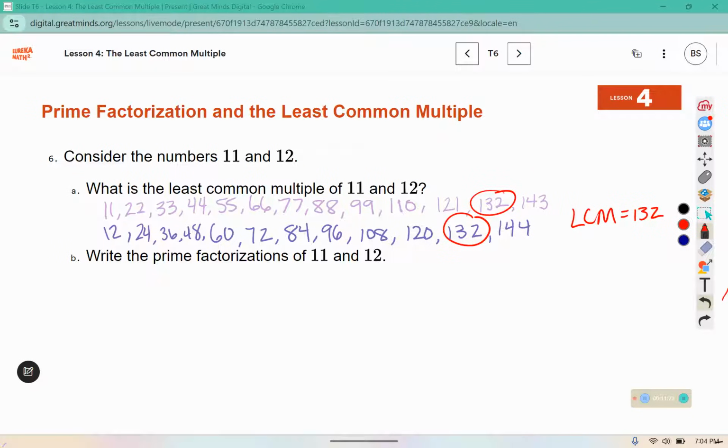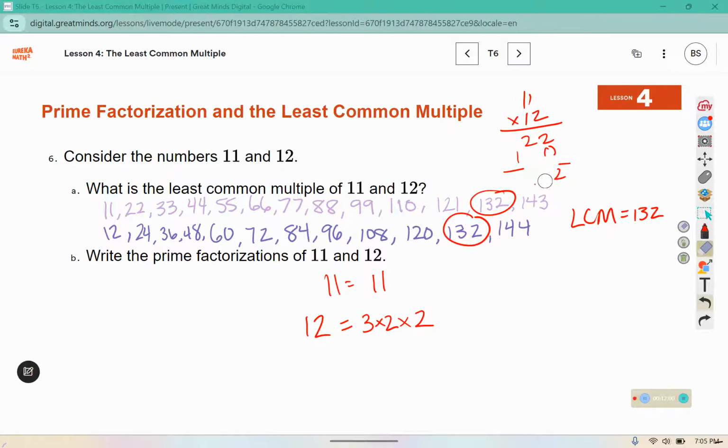Now it asks us to write the prime factorization of 11 and 12. Well, 11 is just 11. 12 can be broken down into 6 times 2, and then 6 can be broken down into 3 times 2. What is the relationship between 11 and 12 and their least common multiple? Well, 11 times 12 would be 132. The least common multiple of 11 and 12 is just the product of 11 and 12.